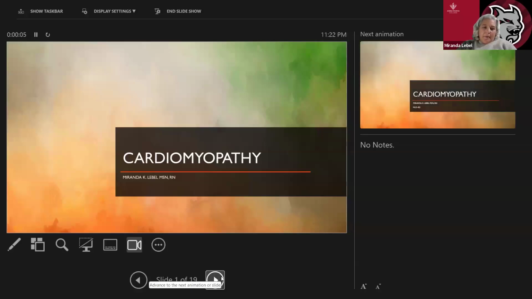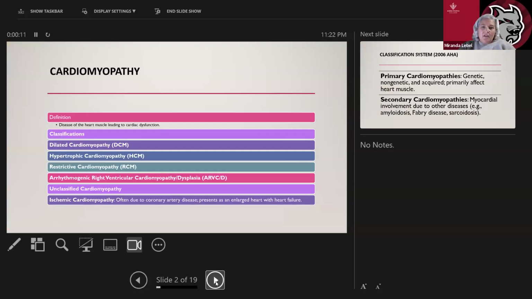All right, so we have cardiomyopathy. What is cardiomyopathy? Cardiomyopathy is disease of the heart muscle leading to cardiac dysfunction. Classifications include dilated cardiomyopathy, hypertrophic cardiomyopathy, restrictive cardiomyopathy, ARVCD, unclassified cardiomyopathy, and ischemic cardiomyopathy.